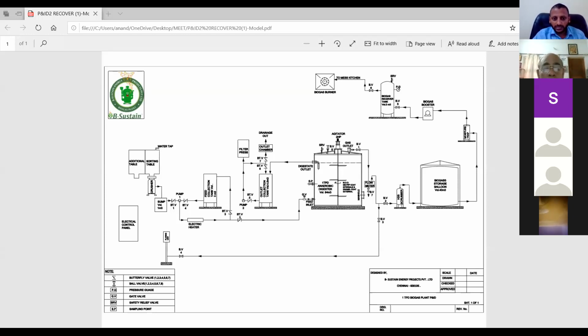This is the process flow, and this is the 1 TPD anaerobic digester. You can see this.